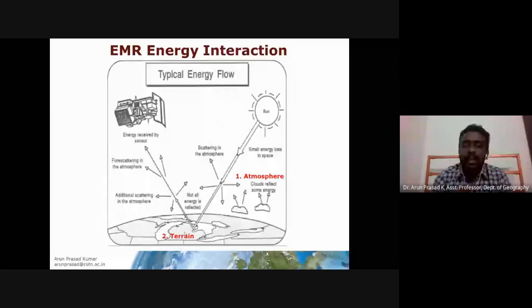The same scattering and absorption interactions happen again in the atmosphere, and it reaches the sensor system. The sensor system also has an optical attachment, so interaction also happens at the sensor system. What we have to understand is that when 100 rays are emitted from the sun, after all this interaction, only about 25 would reach the sensor. So we have to consider all these factors while we process the remote sensing image for our interpretation purpose.